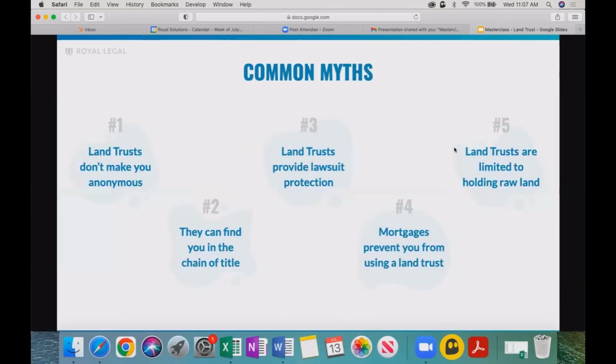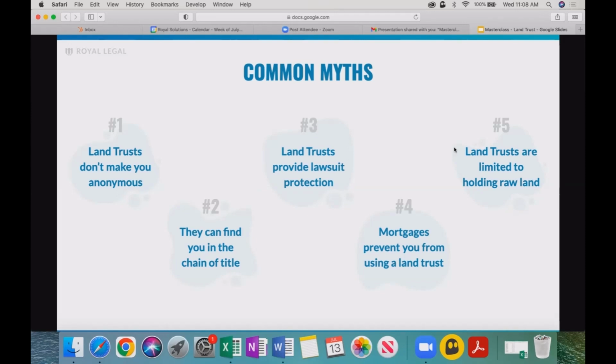So common myths to dispel about land trusts. As you can read, I'll just go through each of them. So land trusts don't make you anonymous. Well, that's true if you are the trustee on it, if you're the beneficiary, if you're the grantor, and you have it all kind of out there. If you decide to record it for whatever reason at the county level, or if you have to file it, that's true. But if you use a nominee trustee, which ideally would be an attorney, or possibly you could use a third party, you can get some anonymity, at least at the county record level.